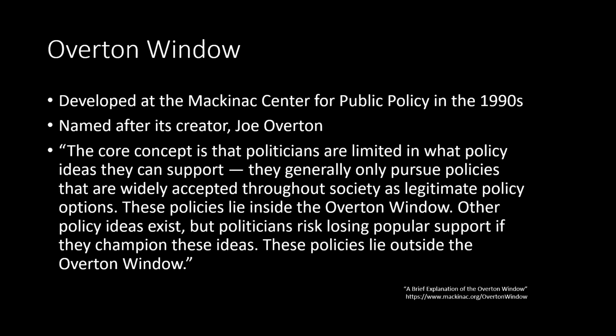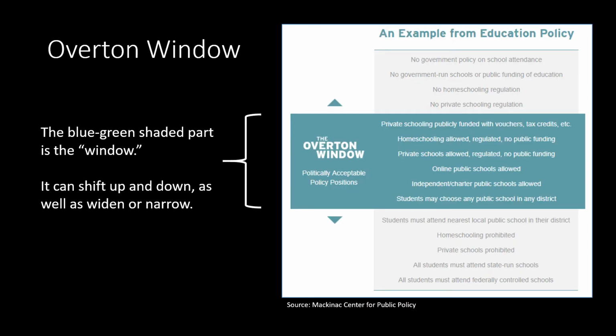I'll quote it here: "The core concept is that politicians are limited in what policy ideas they can support. They generally only pursue policies that are widely accepted throughout society as legitimate policy options. These policies lie inside the Overton window. Other policy ideas exist," we're talking about solutions here, "but politicians risk losing popular support if they champion these ideas. These policies lie outside the Overton window." So let's see this in action.